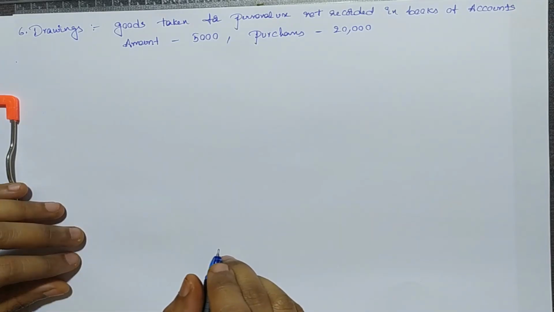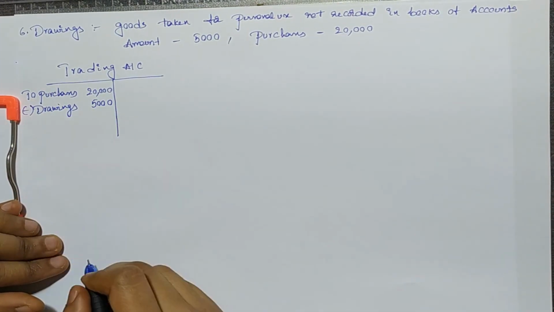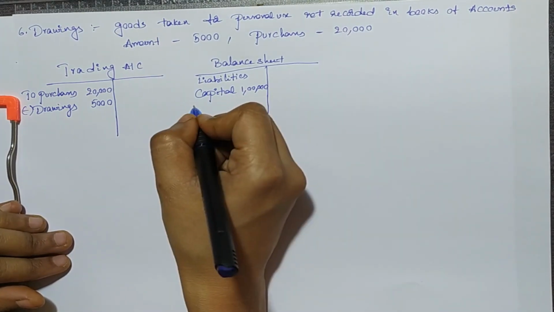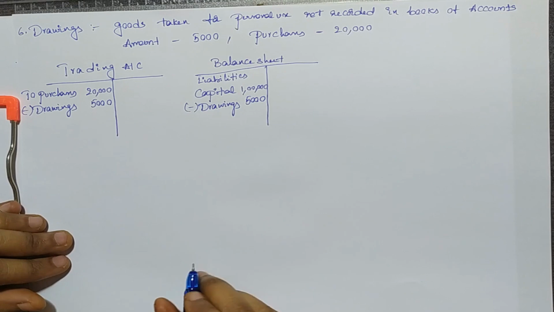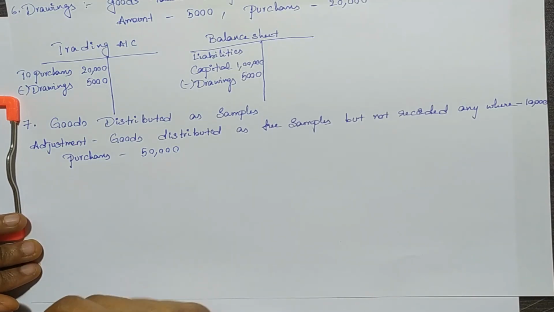Next adjustment is goods taken for personal use. Amount is 5,000. We all know that goods taken for personal use will come under drawings account, and drawings is not treated as an expense. In this case, we will deduct drawings amount from the purchases amount on the debit side of the trading account, and also we will deduct drawings amount from the capital on the liability side of the balance sheet.